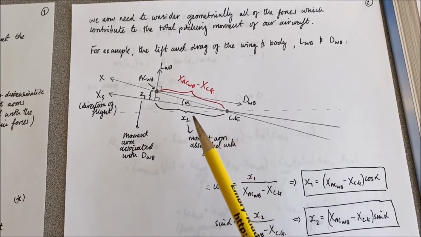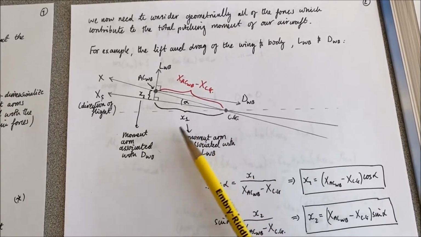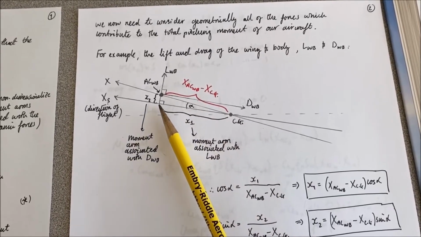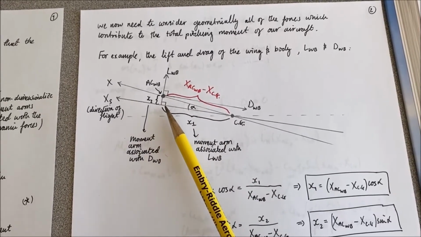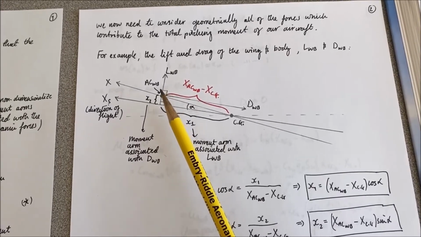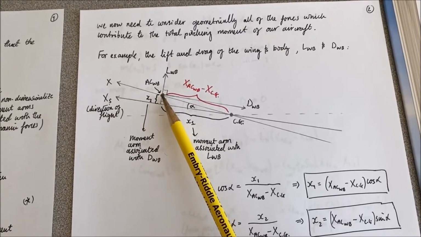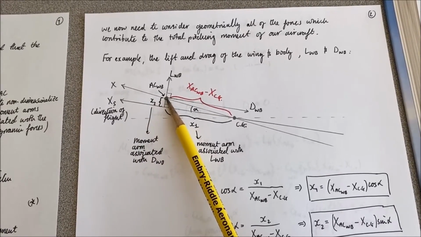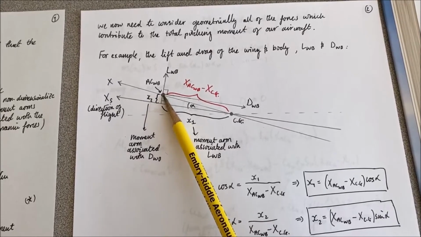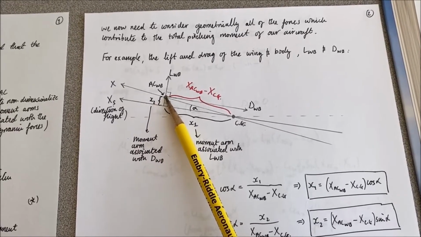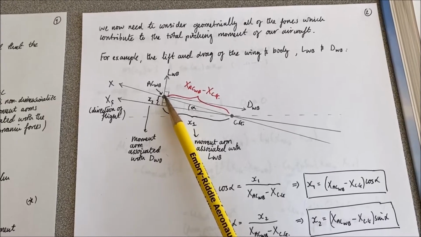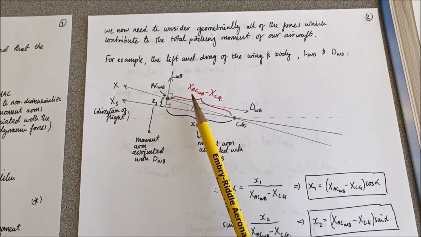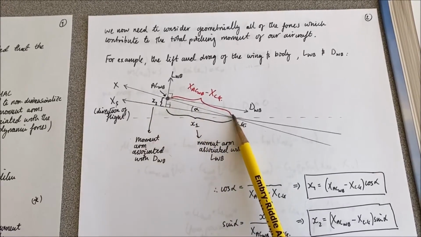So that gives us two things. That gives us the moment arm associated with the lift force, and also the moment arm associated with the drag force, because if we have the aerodynamic center of the wing and body, we know that's where our lift and drag forces are acting. Okay, so if we know that this is the point where our lift and drag forces are acting from, we have this distance here, which is just the x distance between the aerodynamic center of the wing and body and the center of gravity position.